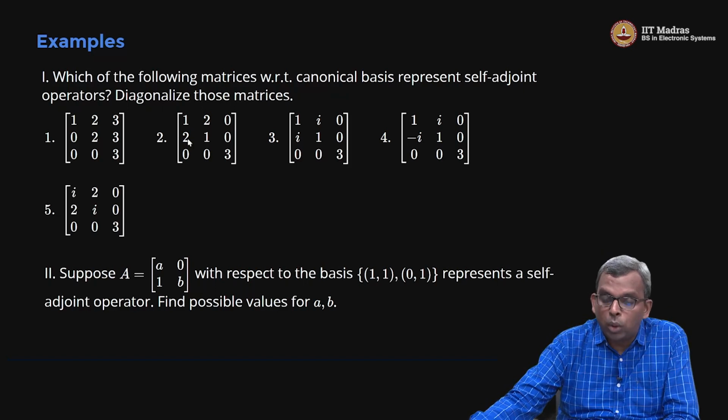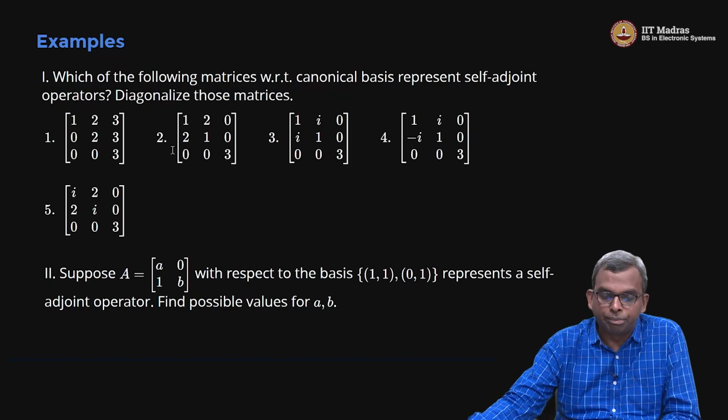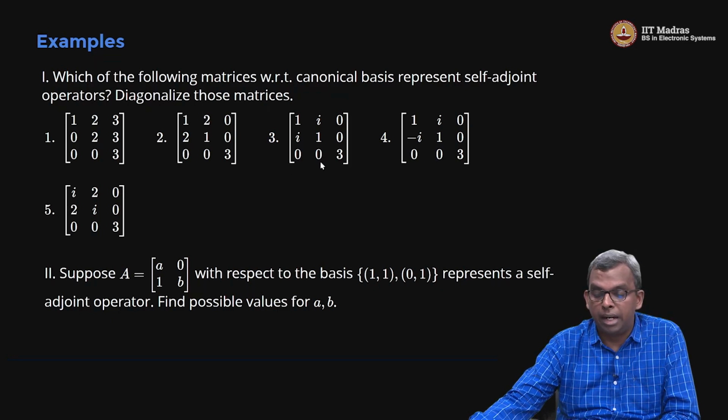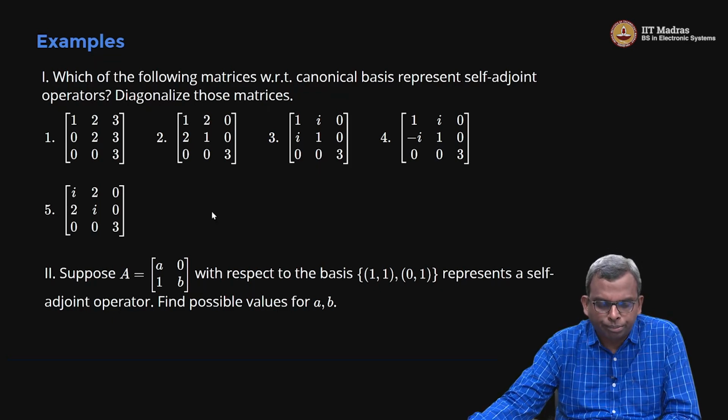So, you see here for 2 and 4, the Hermitian of these matrices is equal to the matrix itself. So, A equals A Hermitian is satisfied. For 1, 3 and 5, for various reasons, it is not satisfied, okay.